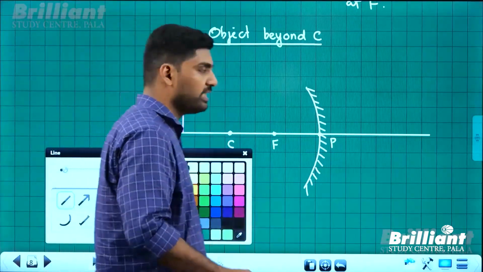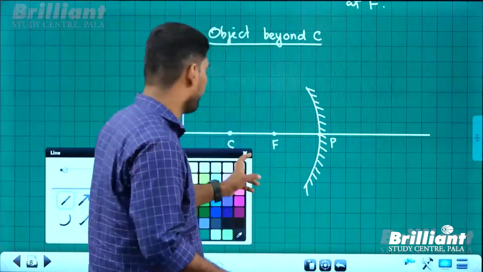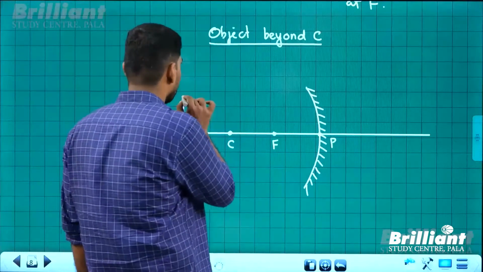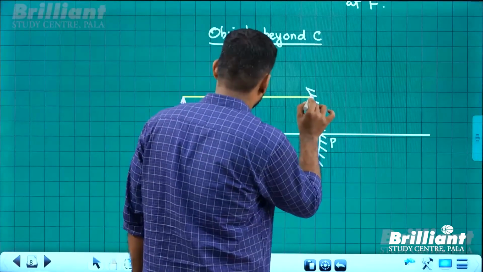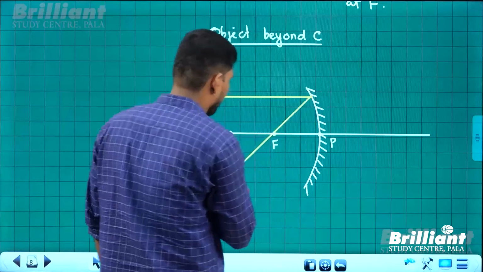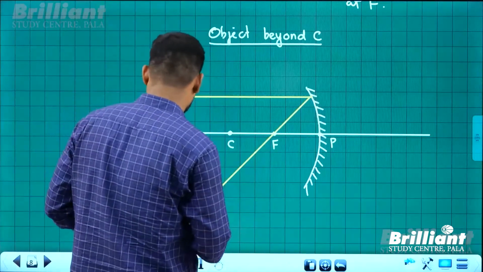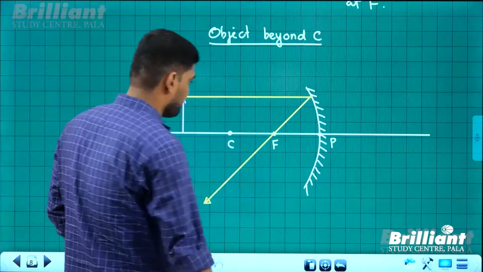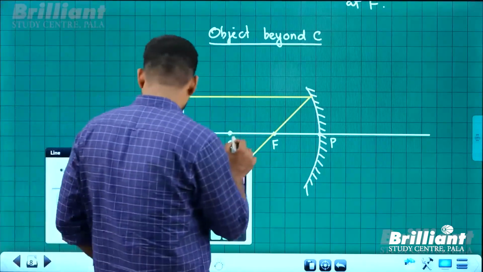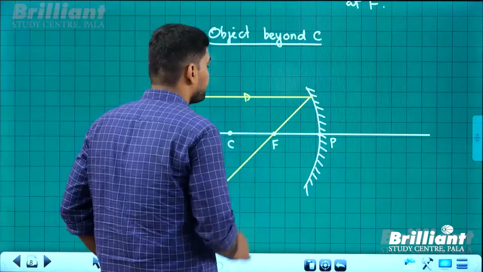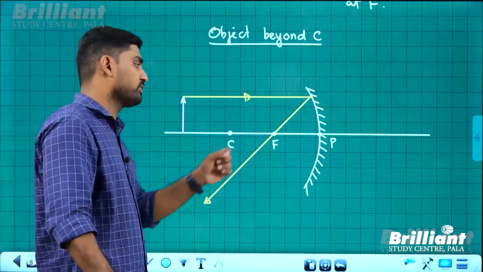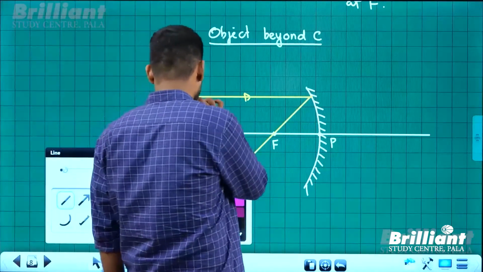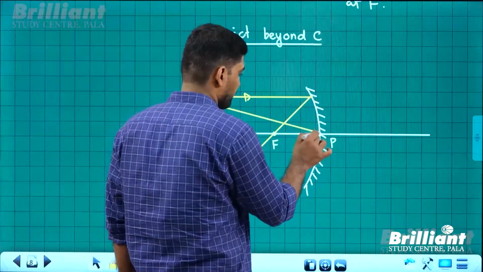So how do we find the image? We will consider at least two rays starting from the object. One light ray from the object goes like this. After reflection it will pass through the principal focus. And what about the second light ray? The second light ray can be taken as passing through F, or passing through the center of curvature, or we can consider the one that is incident on the pole.